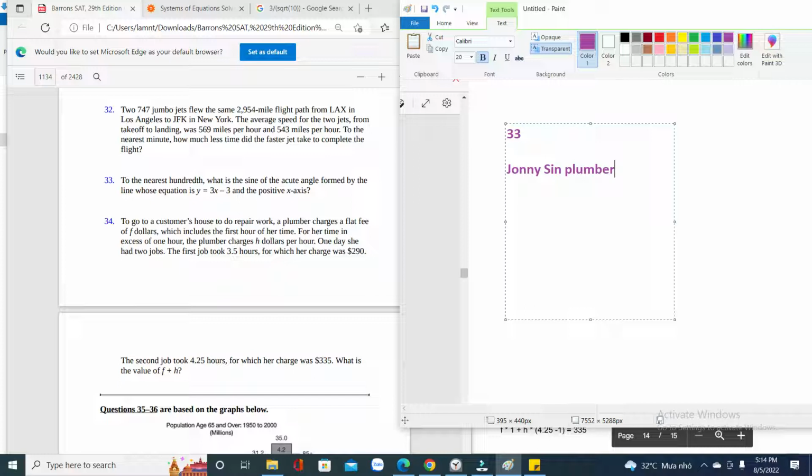Okay, so I was just joking, okay? So a plumber charged a flat fee of $F, which includes the first hour of her time. So the first hour is for $F. For her time in the extra hours, the plumber charged $8 per hour, which means that we're going to multiply $8 times H, which is whatever hour T minus 1, because the first hour has already been covered by $F, right?